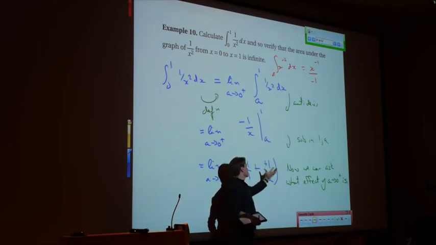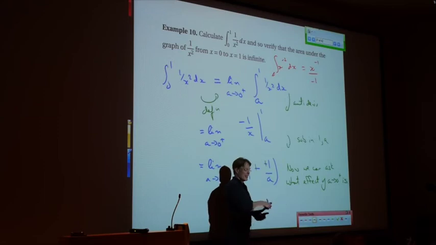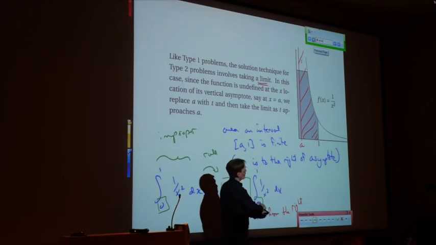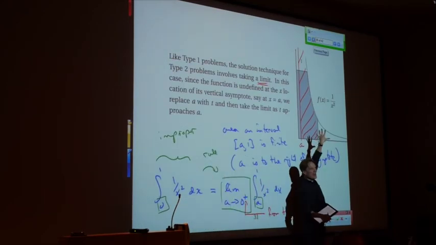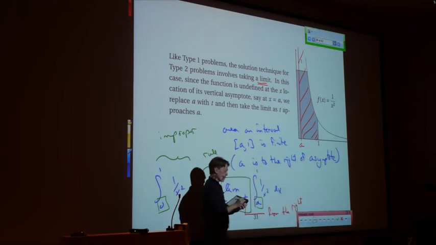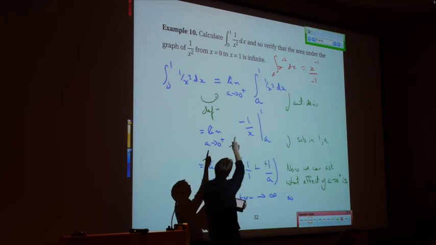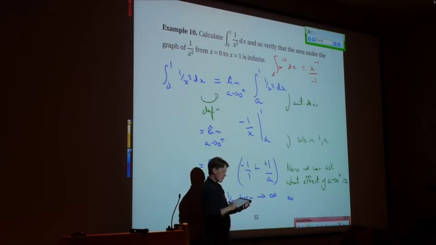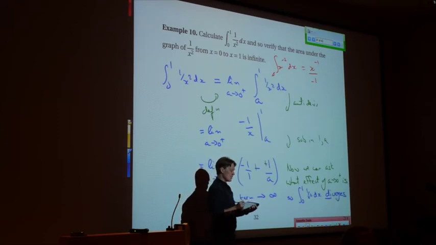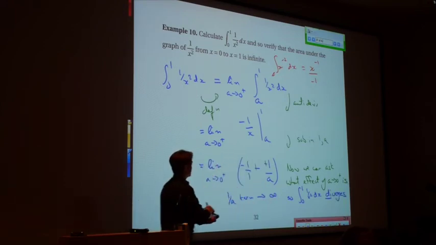What's going to happen to this term? It's going to blow up. It's going to be infinitely large. And that's what we actually would have graphically, is that this area grows unboundedly and the integral diverges. The 1 over a term goes off towards infinity. So our integral diverges. So the integral from 0 to 1 of 1 over x squared dx diverges. Does not go to some nice finite value.